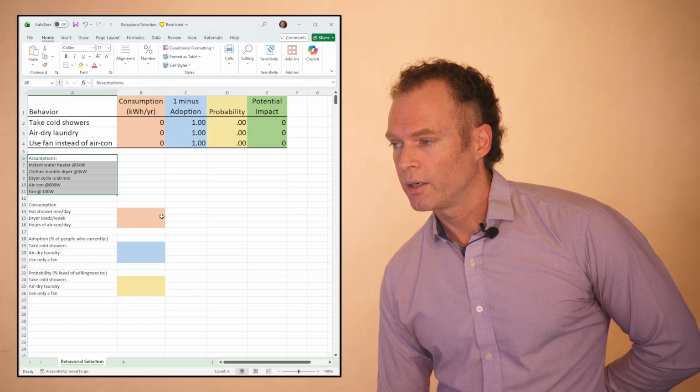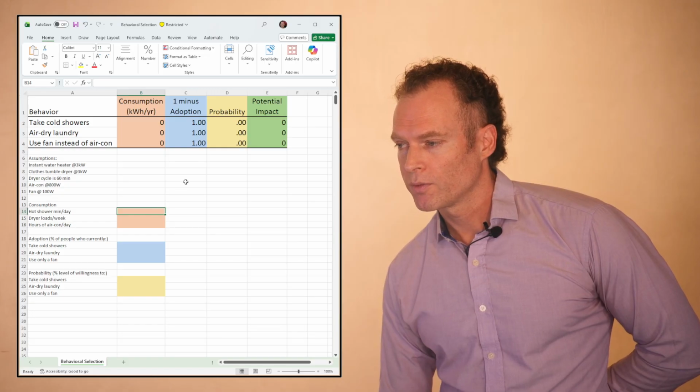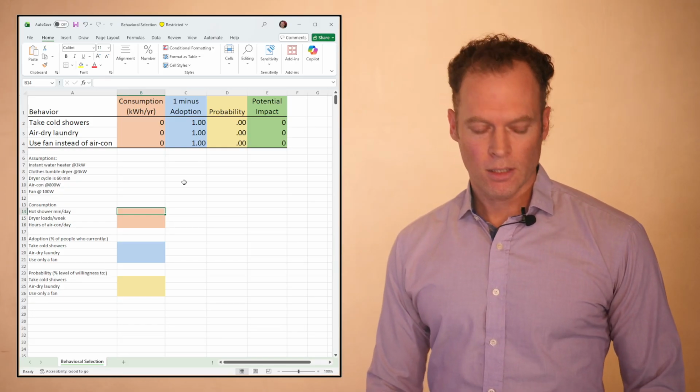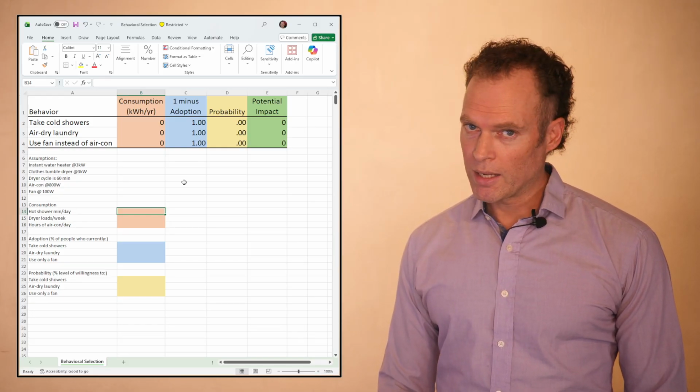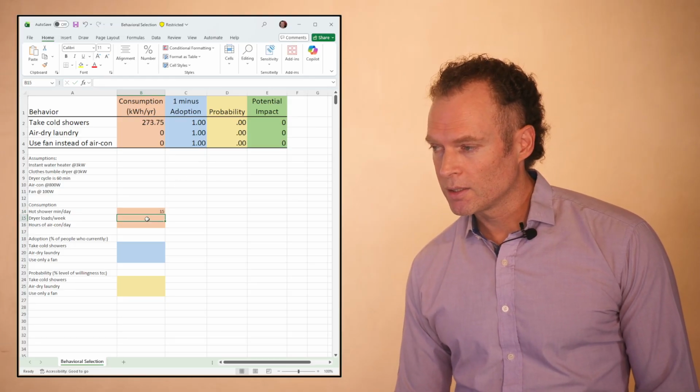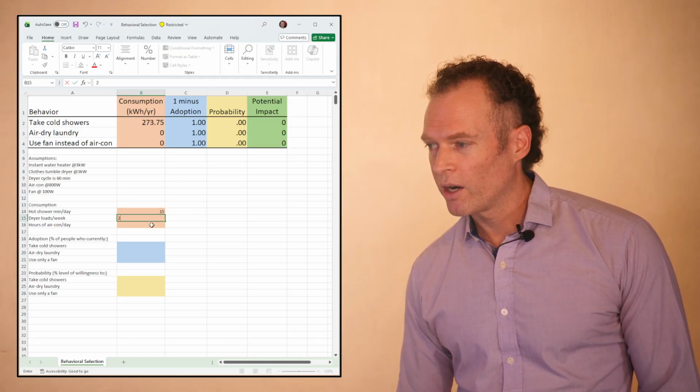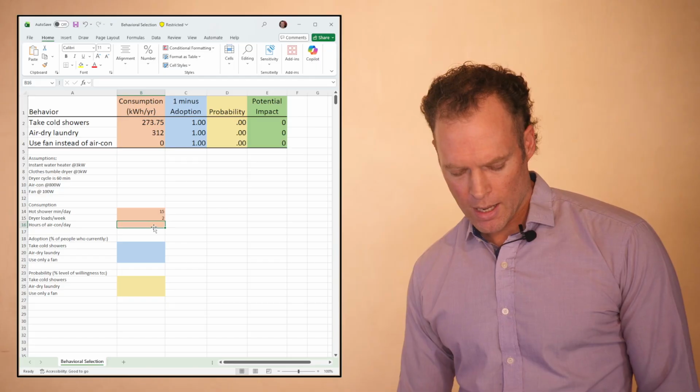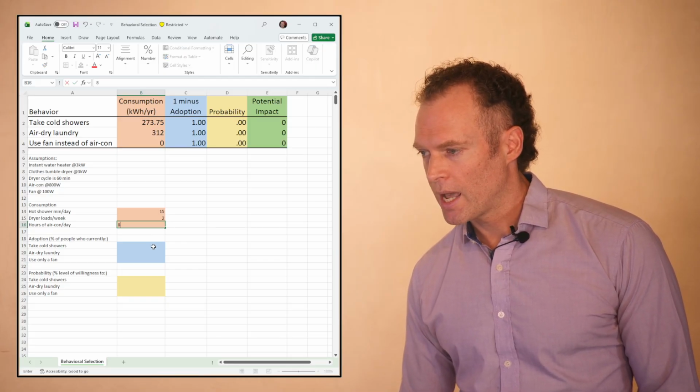You can see my assumptions are here. And we can start entering numbers. For example, how many minutes per day does somebody take a hot shower? I'm making these numbers up, but let's say it's 15 minutes. Let's say they do 2 dryer loads of laundry per week, and there's 8 hours of aircon every day.